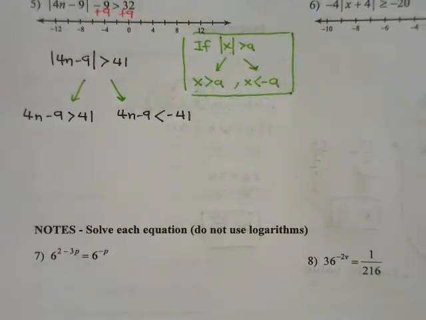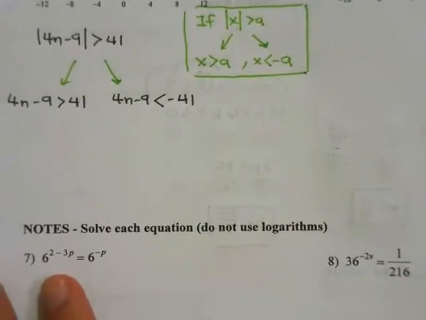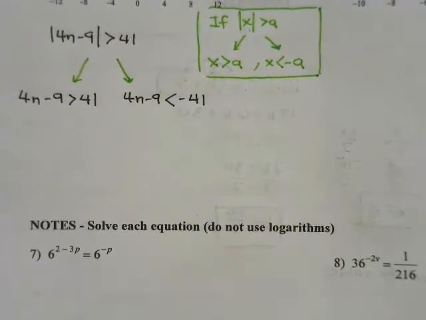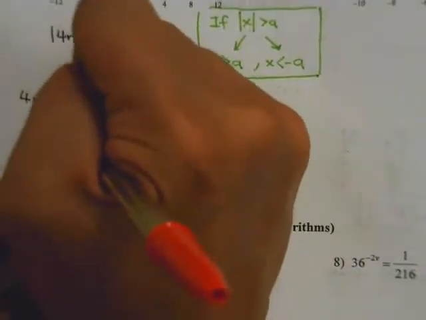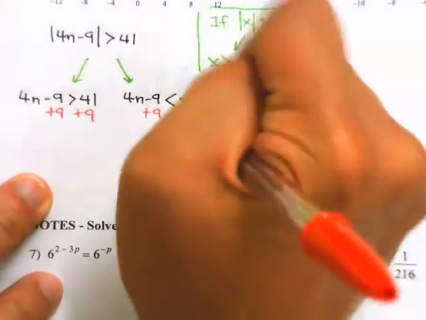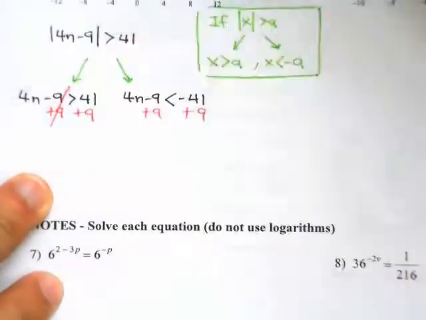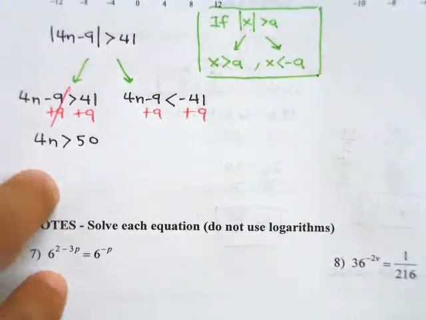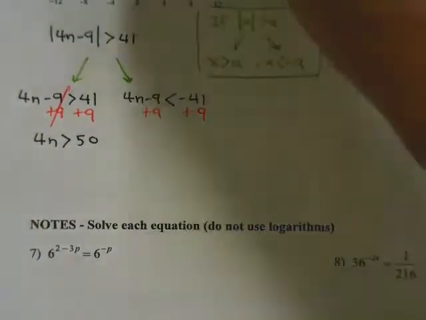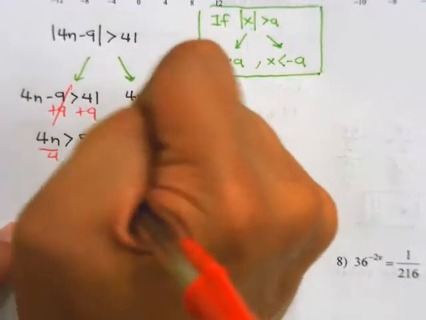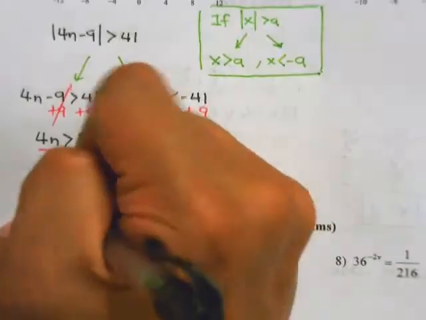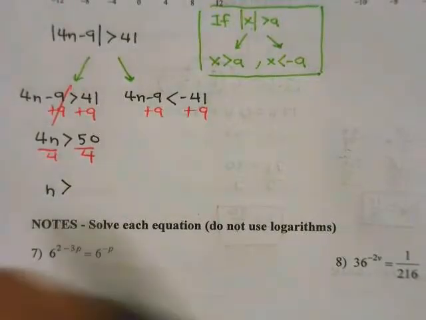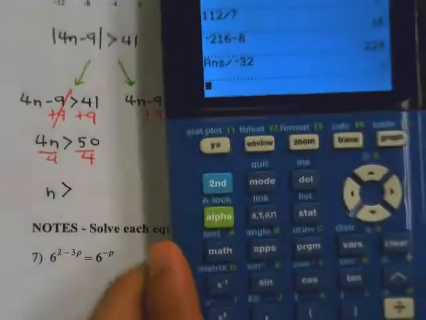Okay. So now you got 2 separate inequalities that you're going to solve for, and let's just solve them. Add 9 on both sides, add 9 on both sides. Okay. So 4n is greater than 50. And then we're going to divide both sides by 4. N is greater than 50 over 4.